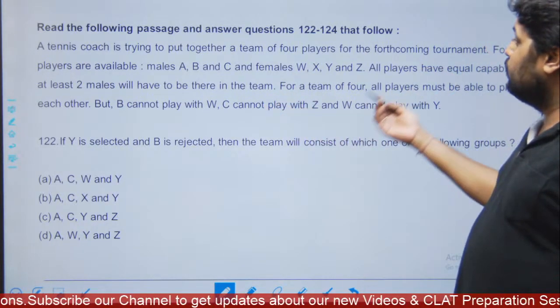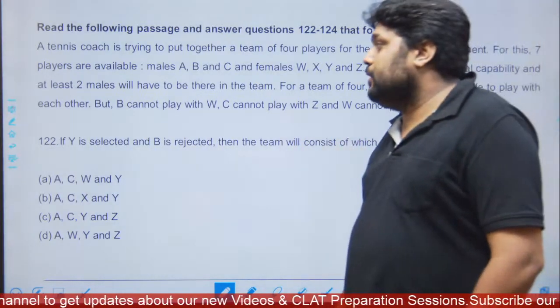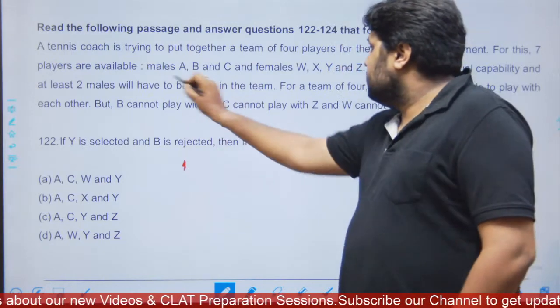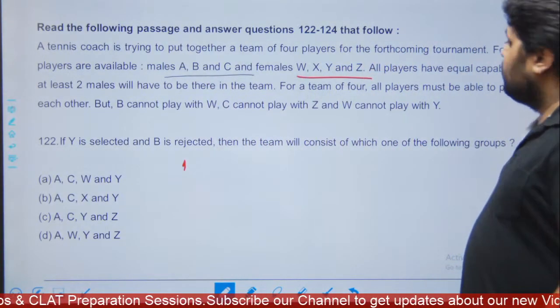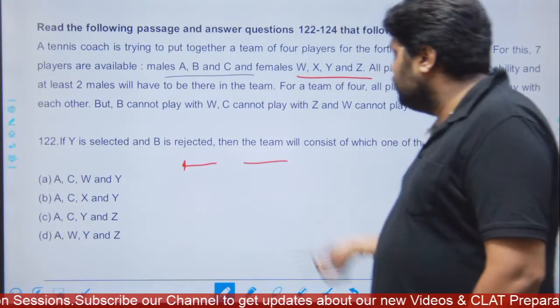A tennis coach is trying to put together a team of 4 players for the forthcoming tournaments. For this, 7 players are available. Males are A, B, C. Females are W, X, Y, Z, 4 females. All players have equal capability, and at least 2 males will have to be there.